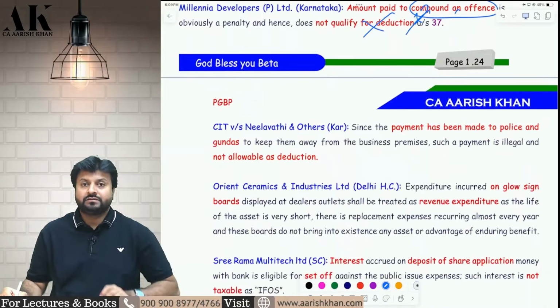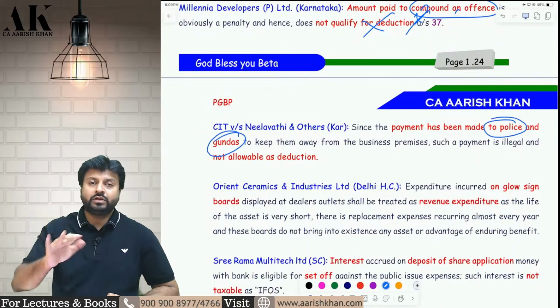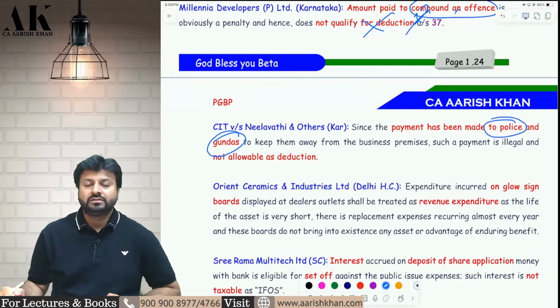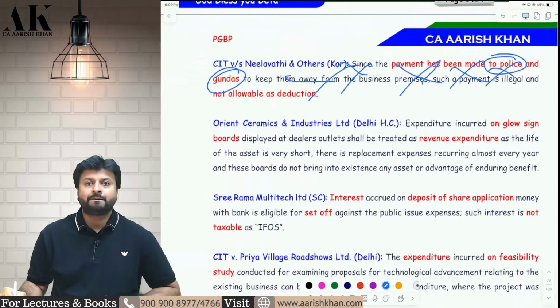Next, Neelavati and others. Whether if I make a payment to police or gundas as a bribe to keep antisocial elements away from my theatre, whether that will be allowed as deduction? The answer is no. It is a bribe. It is bad in law. You cannot do that.